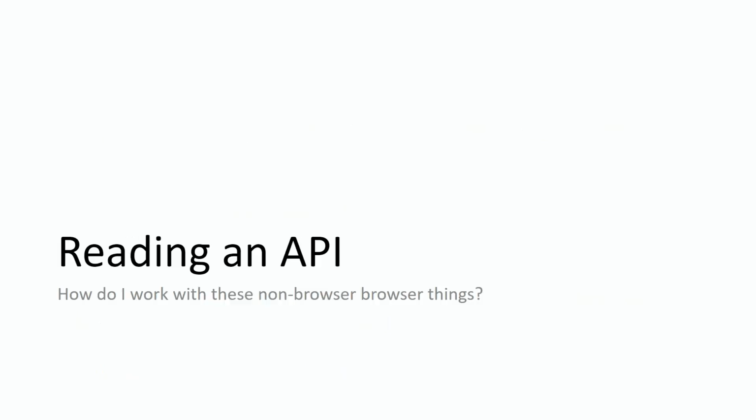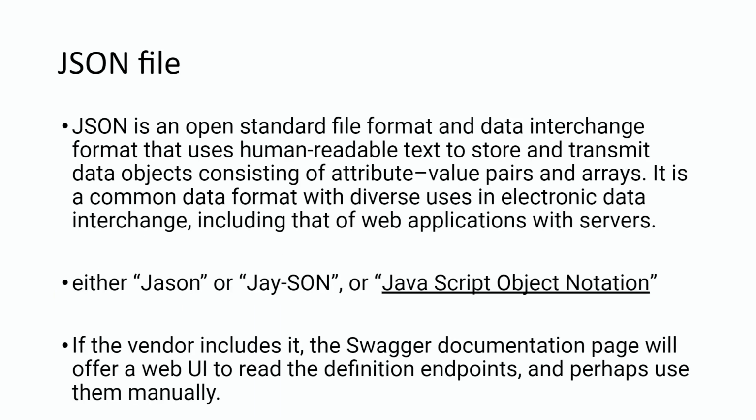So now, reading it. This is a non-browser browser thingy. So how in the world do we mess with it? Back to the JSON file. The JSON file is an open standard. It's JavaScript Object Notation. And I've been told it can be pronounced JSON or JSON. So it's your choice, whichever you're familiar with.